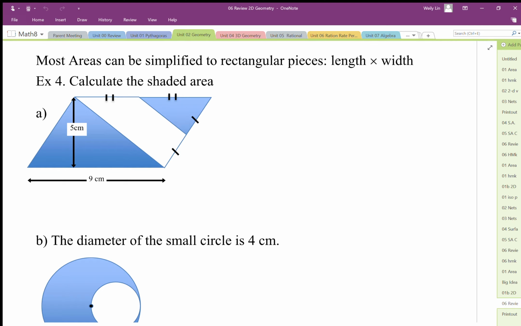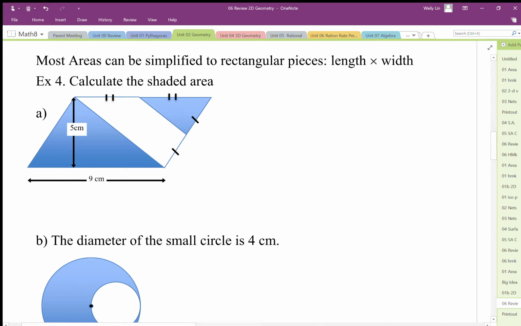When we're calculating areas, we want to be able to calculate how many squares fill up a space. We need to know how many squares are being made here. So to do that, we want to find a length and a width at 90 degrees. That angle has to be 90 degrees to make squares.